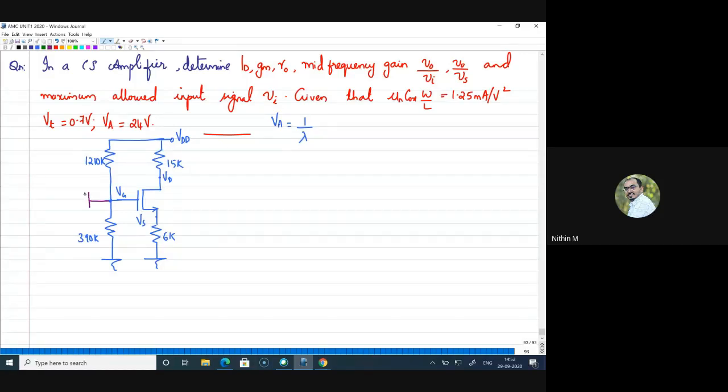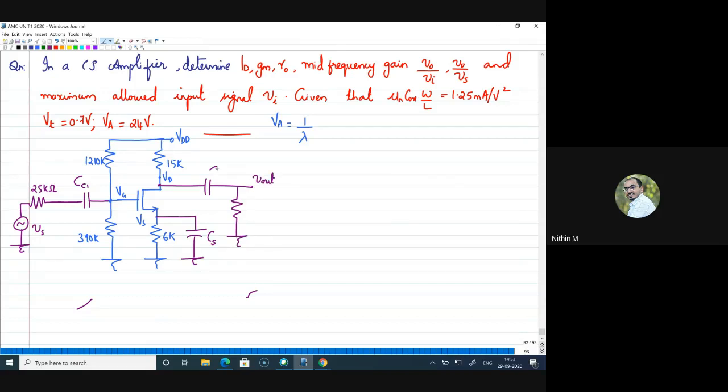Now on this circuit, it is seen that a capacitor is added and it is connected to a signal source, which is marked as Vs, and this resistance as 25 kilo ohm. This capacitor is marked as CC1. Similarly, you can see another capacitor here that is marked as CS, and one more capacitor at drain through which resistance is also connected, where it is marked as Vout. This is CC2, and this is RL, or the load resistance, which is given as 60 kilo ohm.